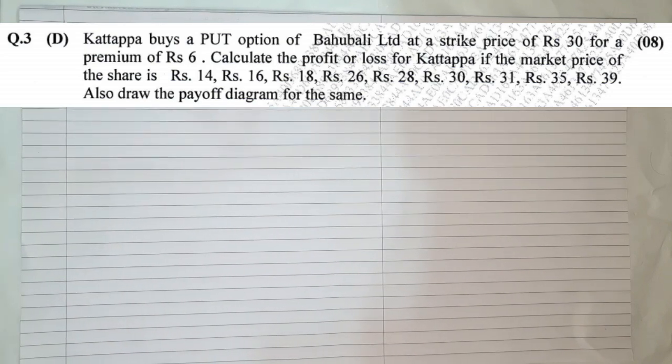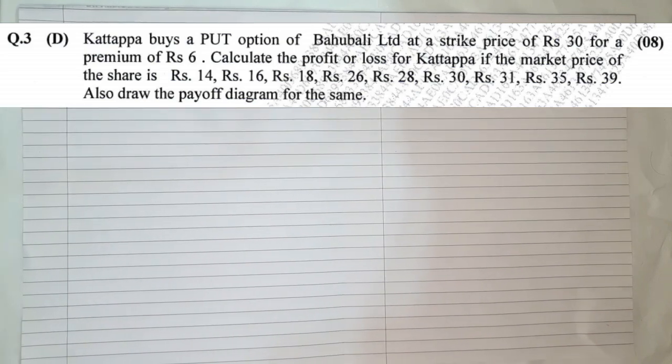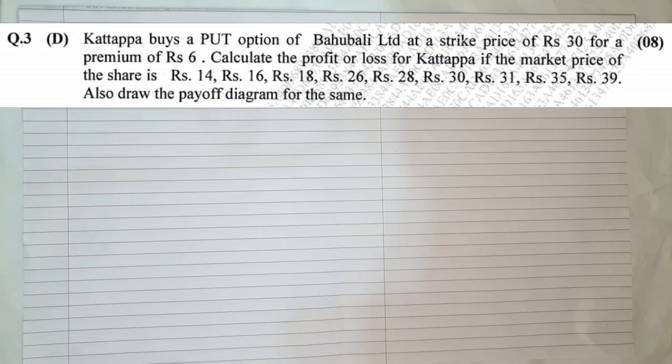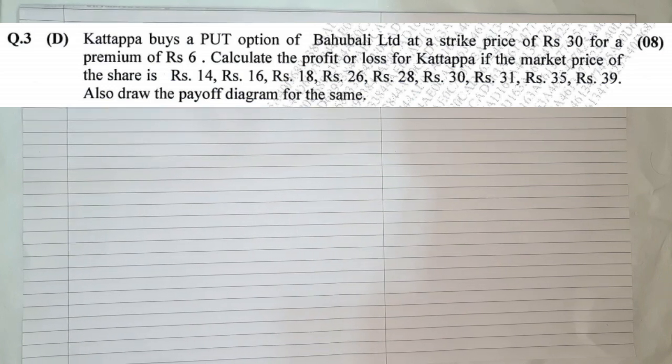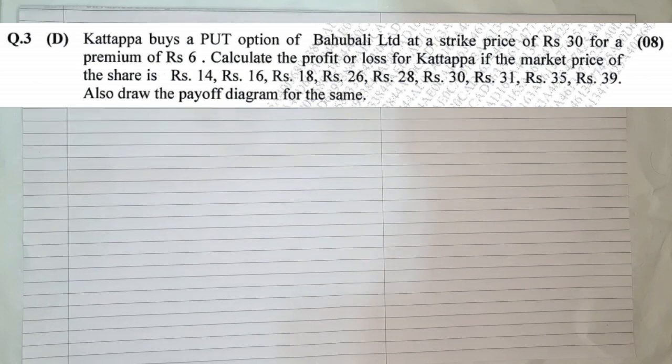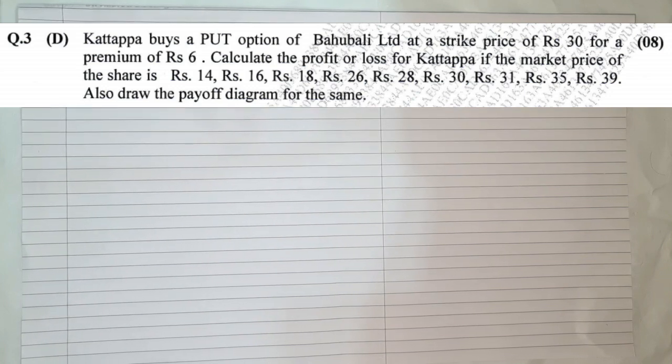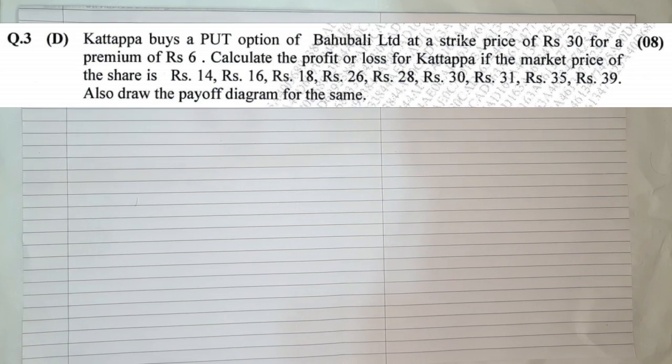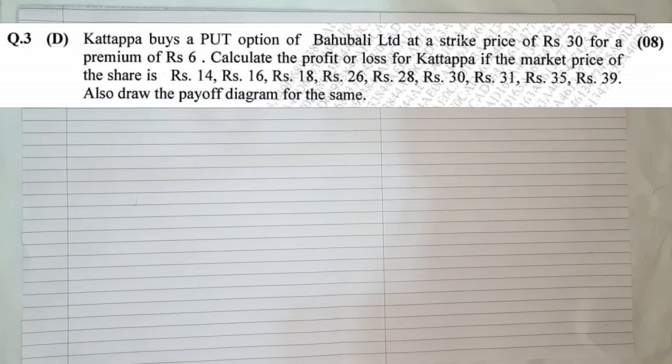I'll read the question once. Katapa buys a put option of Bahubali Limited at a strike price of rupees 30 for a premium of rupees 6. Now this is a sum based on a put option, on the buyer's payoff, where a put option has been bought. Calculate the profit or loss of Katapa if the market price of the share is 14, 16, 18, 26 and so on. Also draw the payoff diagram.